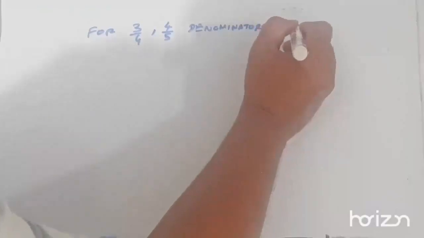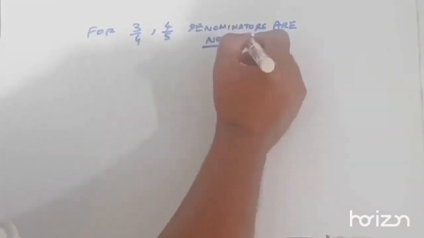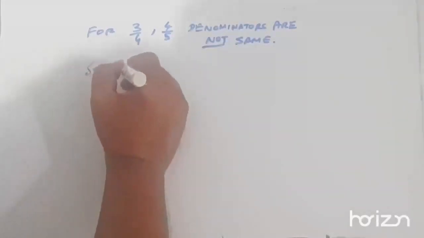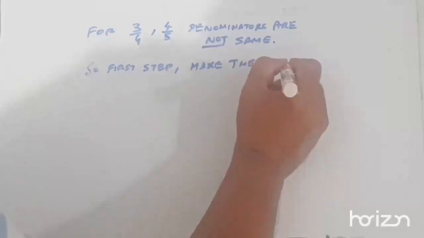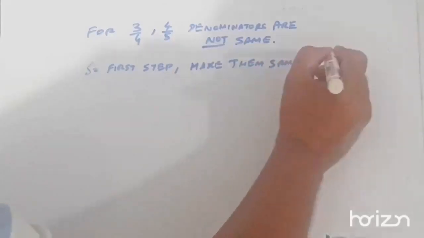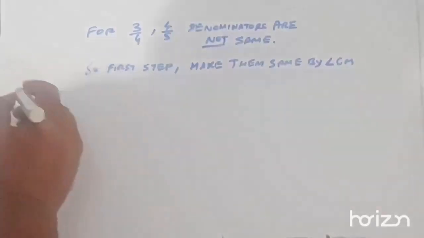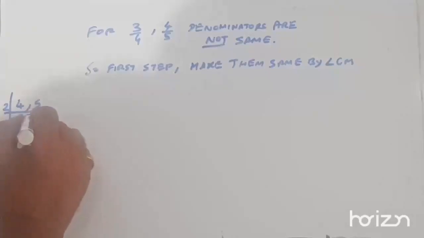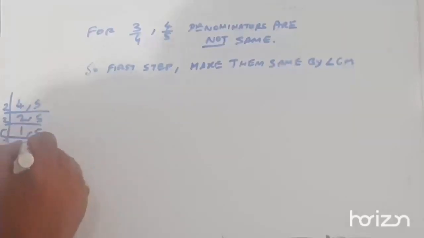So for the case 3 by 4 comma 4 by 5, you will notice that the denominators are not the same. So what you need to do is take the LCM of the denominators and make sure the fractions have the same denominator. If we compute the LCM for 4 and 5, we take the prime factors. 2 divides 4, again 2 divides 2, 5 is there, and again 5 divides 5, so you get 1, 1. Finally you see that the LCM is 2 into 2 into 5, that's 20.